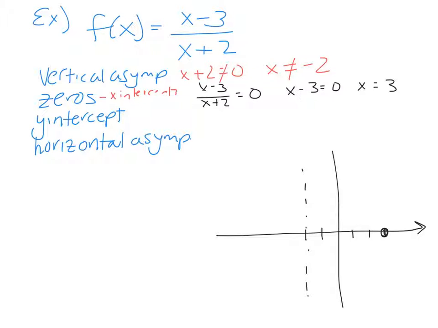All right, what about our y-intercept? How do I get the y-intercept? We plug in x equals 0. If I plug in x equals 0, I get minus 3 over 2, which is minus 1.5. So that means that I'm going to cross the axis at minus 1.5.